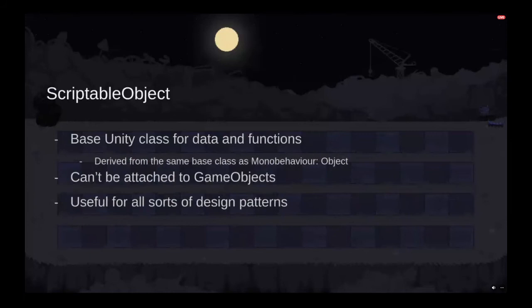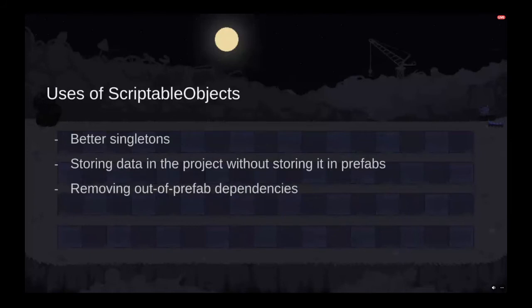These cannot be attached to anything in your scene. They can't be instantiated. They are entirely in the project, in the asset side and not in the scene side of Unity. And they enable all sorts of design patterns. So what kind of patterns do they enable? There are three main ones that I'm going to talk about.